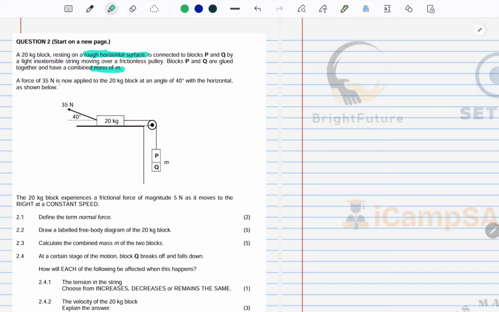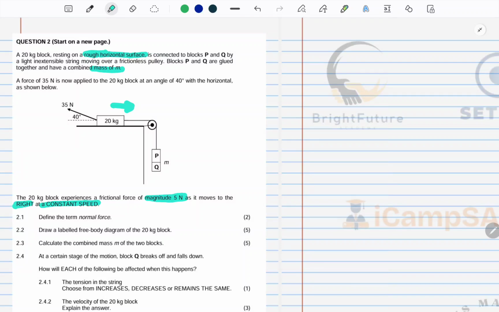Now they're saying a force of 35 newtons is applied to the 20 kg block at an angle of 40 degrees with the horizontal, as shown. The 20 kg block experiences a frictional force of magnitude 5 newtons. This is our frictional force as it moves to the right at a constant speed. You can see that constant speed is written in capital letters, as well as the direction, which is to the right. So it's moving in this direction.